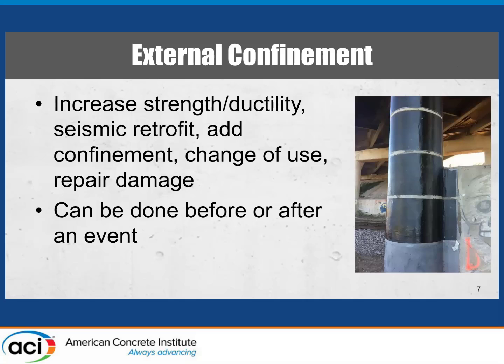So one way to repair structures is to add external confinement. So you're going to increase strength and ductility if you do this properly. Typically, you see it as seismic retrofit, that is a building that is not capable of withstanding an earthquake. The additional confinement that you provide with a steel jacket or the fiber wrap will increase the strength and ductility of the section, and therefore improve the earthquake performance.